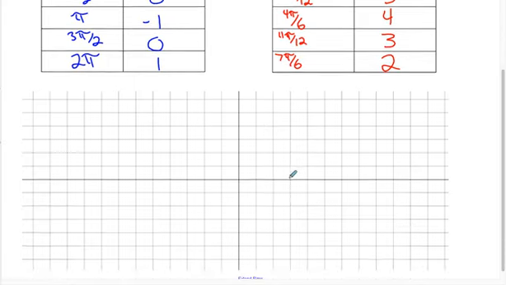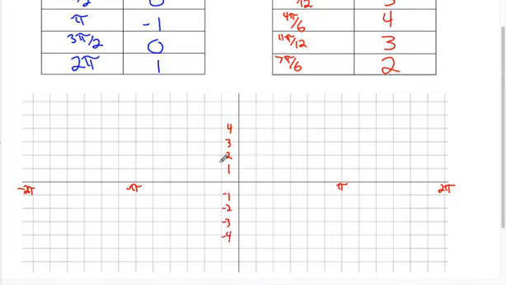So 1, 2, 3, 4, 5, 6. That would be 6 pi over 6, so this is pi. 1, 2, 3, 4, 5, 6. That would bring us to 12 pi over 6, which is 2 pi. Same thing the other direction. 1, 2, 3, 4, 5, 6. There's negative 6 pi over 6, which is negative pi, and then negative 2 pi. And the highest I need to go is 4, so I can go by 1s. 0, negative 1, negative 2, negative 3, negative 4. So I've chosen a good scale for my grid.